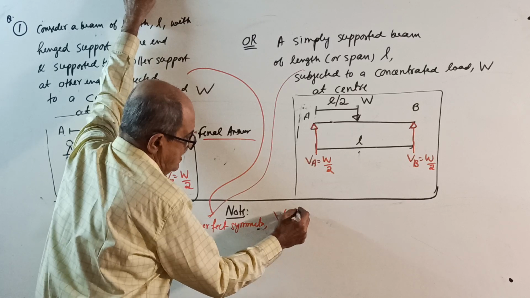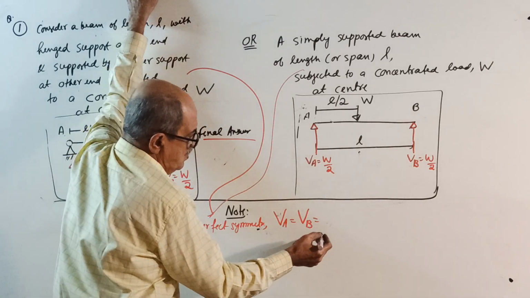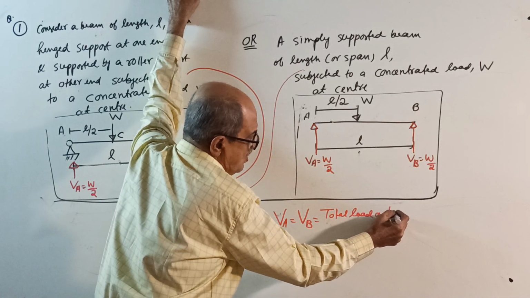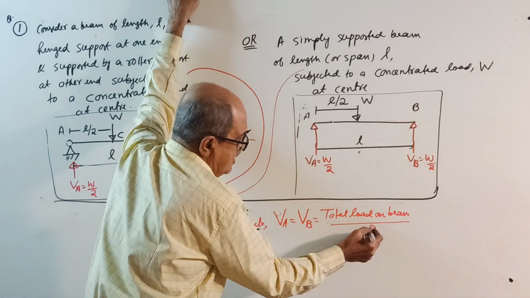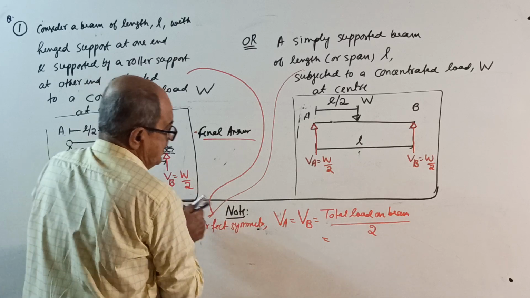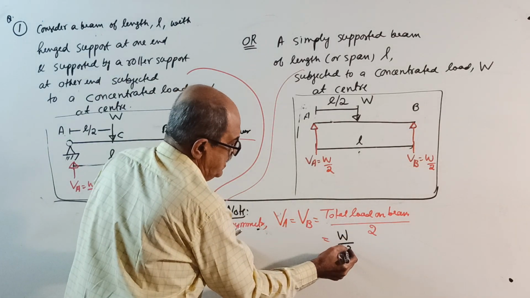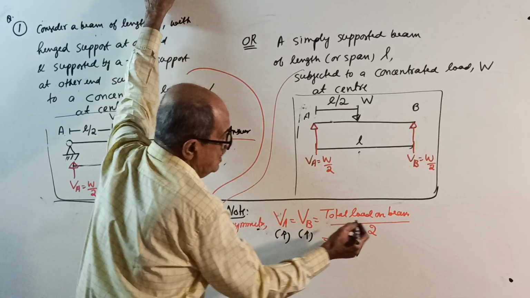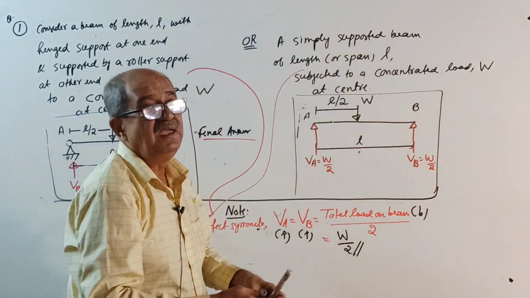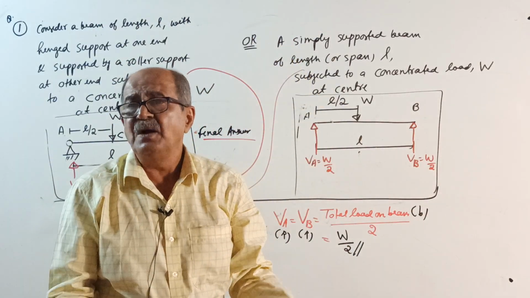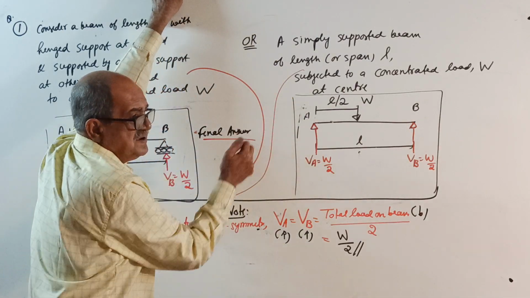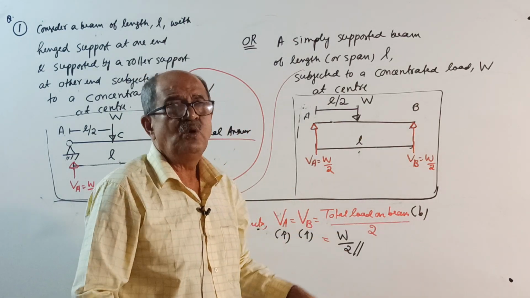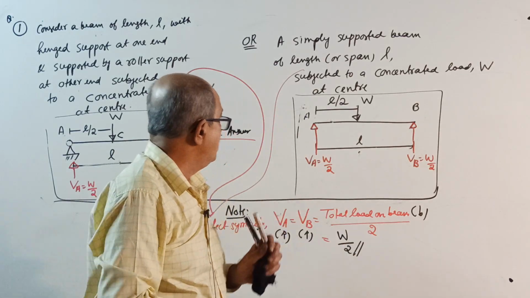Vertical reaction at A equal to vertical reaction at B equal to total load on beam divided by 2, but if symmetry is not there, you can't apply this. Total load on beam is W, only one load, divided by 2 is the answer. VA in the upward direction, VB upward direction, total load is downward direction. See, for equilibrium, loading is downward, reaction is upward. So VA upward equal to VB upward equal to total downward load on the beam divided by 2.